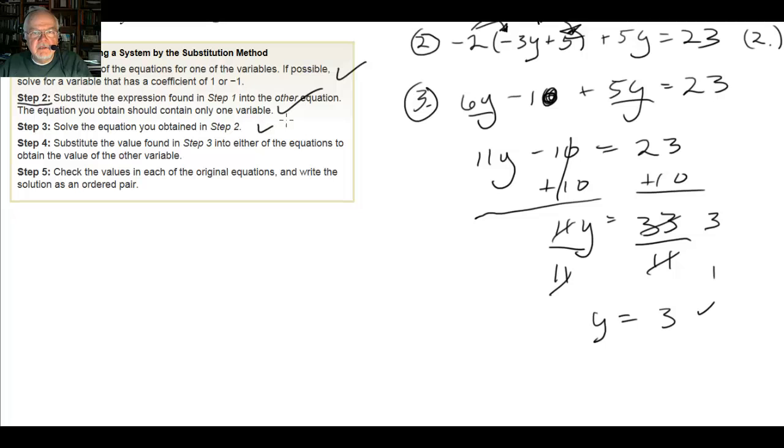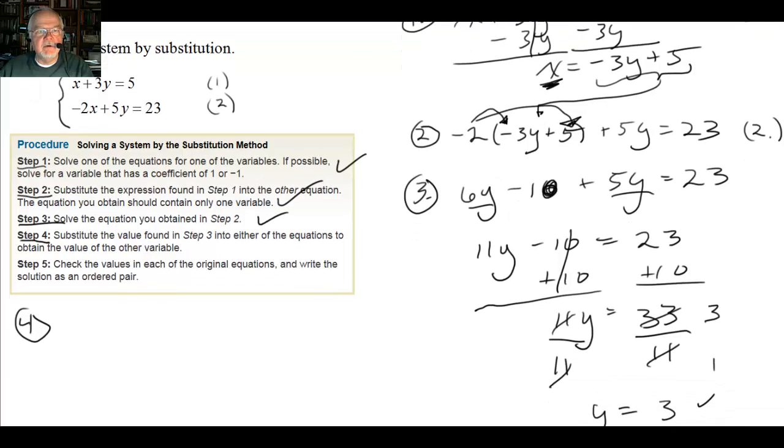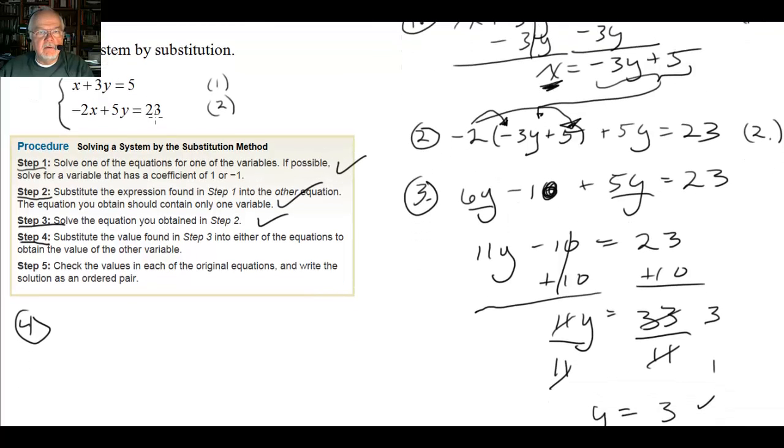Solve the equation. You did? Yeah, I did. So step 3 is done. So now we're looking at step 4. Step 4: Substitute the value you found in step 3 into either of the equations to obtain the value of the other variable. Okay, so I got y equals 3, and I can pick an equation. I can pick 1 or 2. Which one should I do?